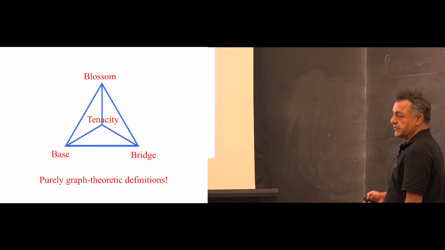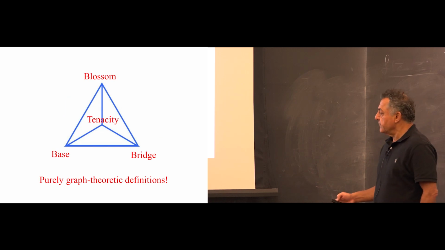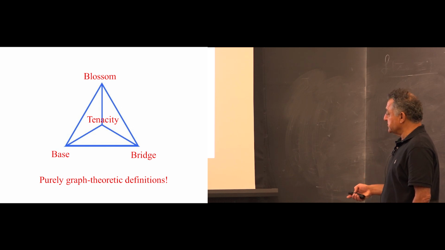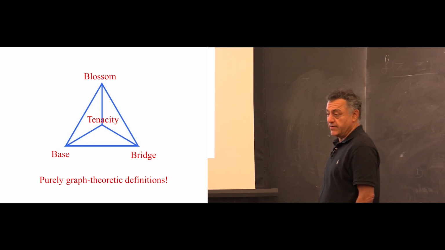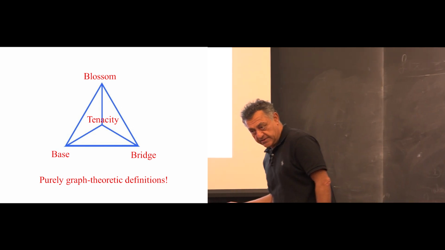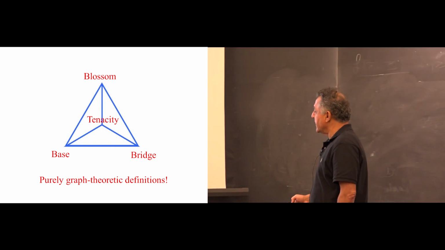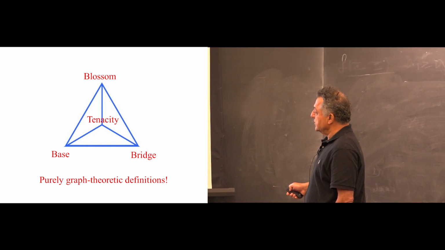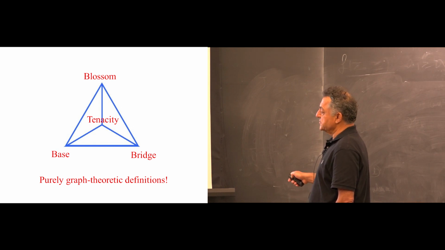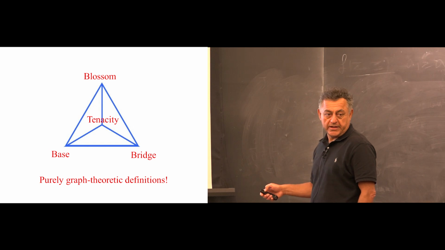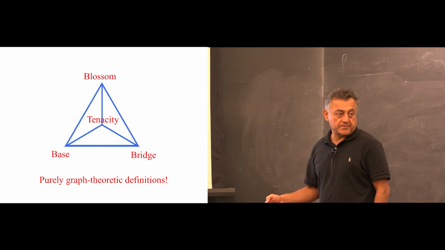And the last time I left you with this picture, which is the main concepts. So they are all held together by the notion of tenacity. I defined the tenacity of vertices, but I'll define it again. And now I'll also define tenacities of edges and use these notions to first tell you what the role of the bridge is, then tell you how to define base, and using that how to define blossoms and what role base and blossom play and what role bridges play.